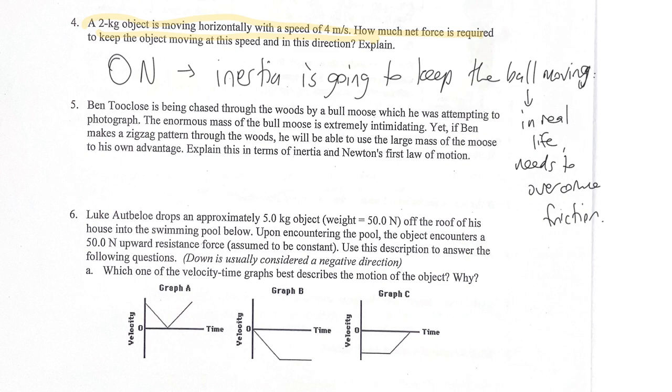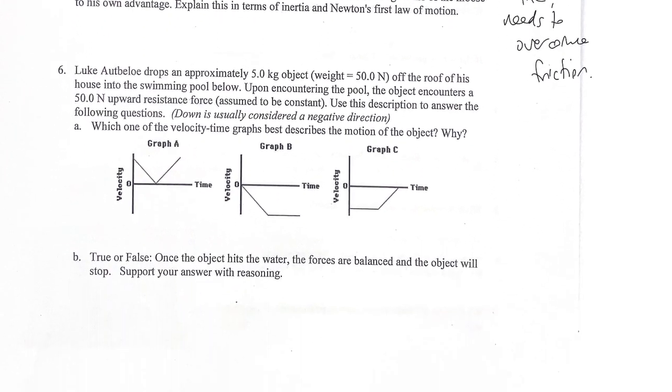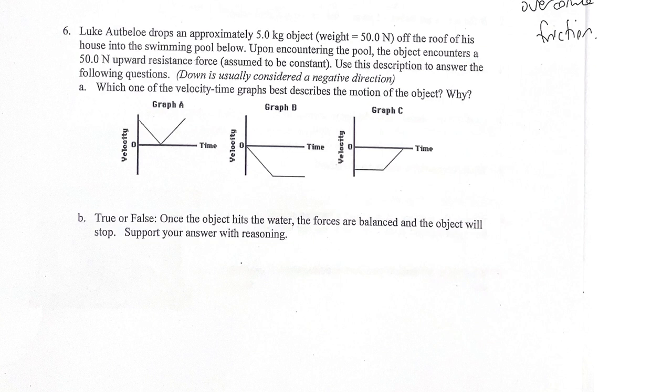Okay, so let's have a look at this graphing question. Luke drops an approximately 5 kilogram object off the roof of his house into a swimming pool. Upon encountering the pool, the object encounters a 50 Newton upwards resistance force, assumed to be constant. Use this description to answer the following question. Which of the following velocity time graphs best describes the object in motion?